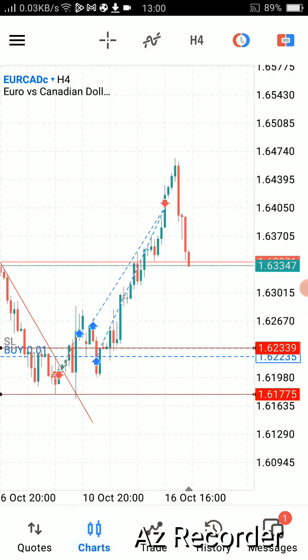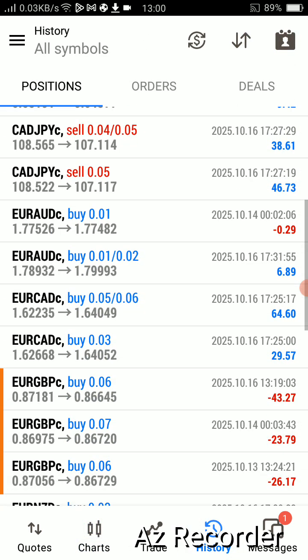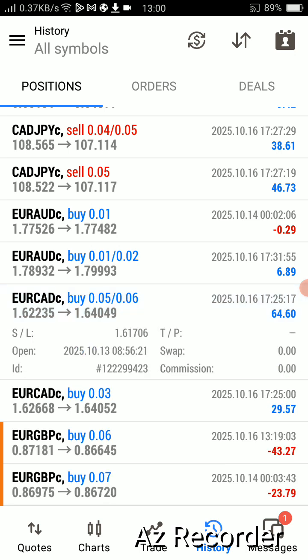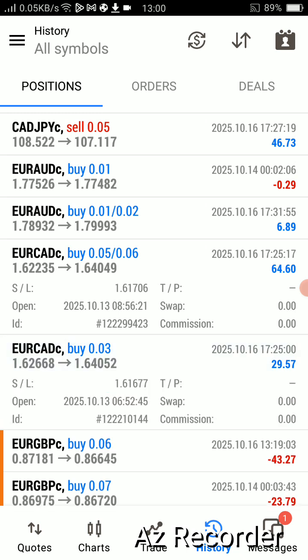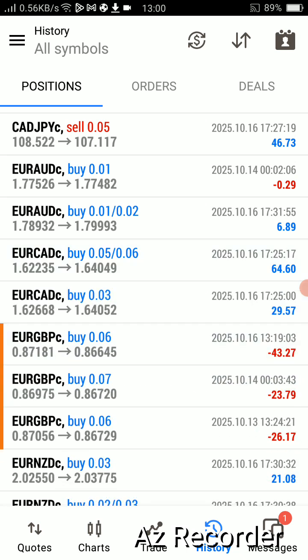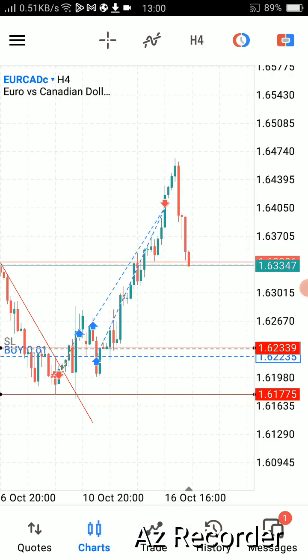This is Euro Canadian dollar. Here we have the first trade, the second trade. As I've said, I took almost 98% of my profits, and then I left a 0.01 lot on the smallest trade, in case the market goes up and up and up, because I have seen that in most of the cases.